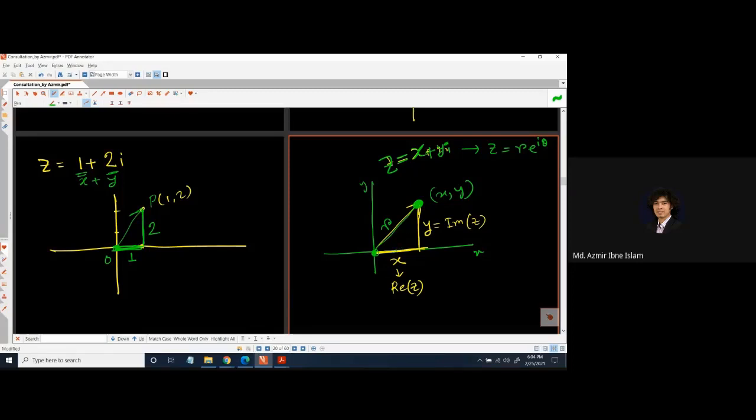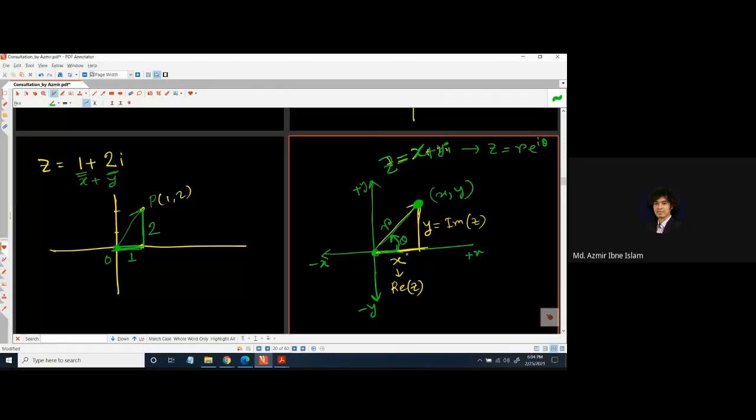And the angle from the positive x-axis, this is positive x, this is negative x, this is positive y, and the downward part is negative y. So remember, the angle from the positive x-axis to the hypotenuse, that is to the line, is theta.